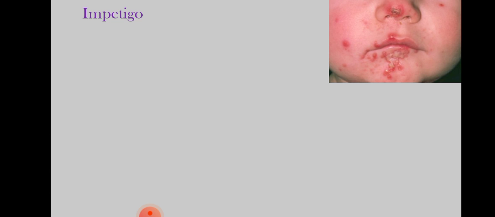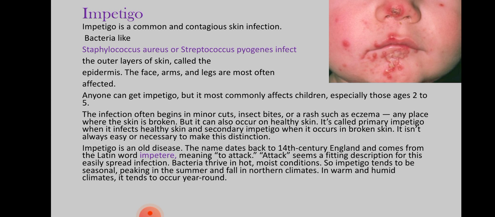And the last infection is impetigo. Impetigo is a common and contagious skin infection. Bacteria like Staphylococcus aureus or Streptococcus pyogenes infect the outer layer of skin called the epidermis. The face, arms, and legs are most often affected. Anyone can get impetigo, but it most commonly affects children, especially those aged 2 to 5.